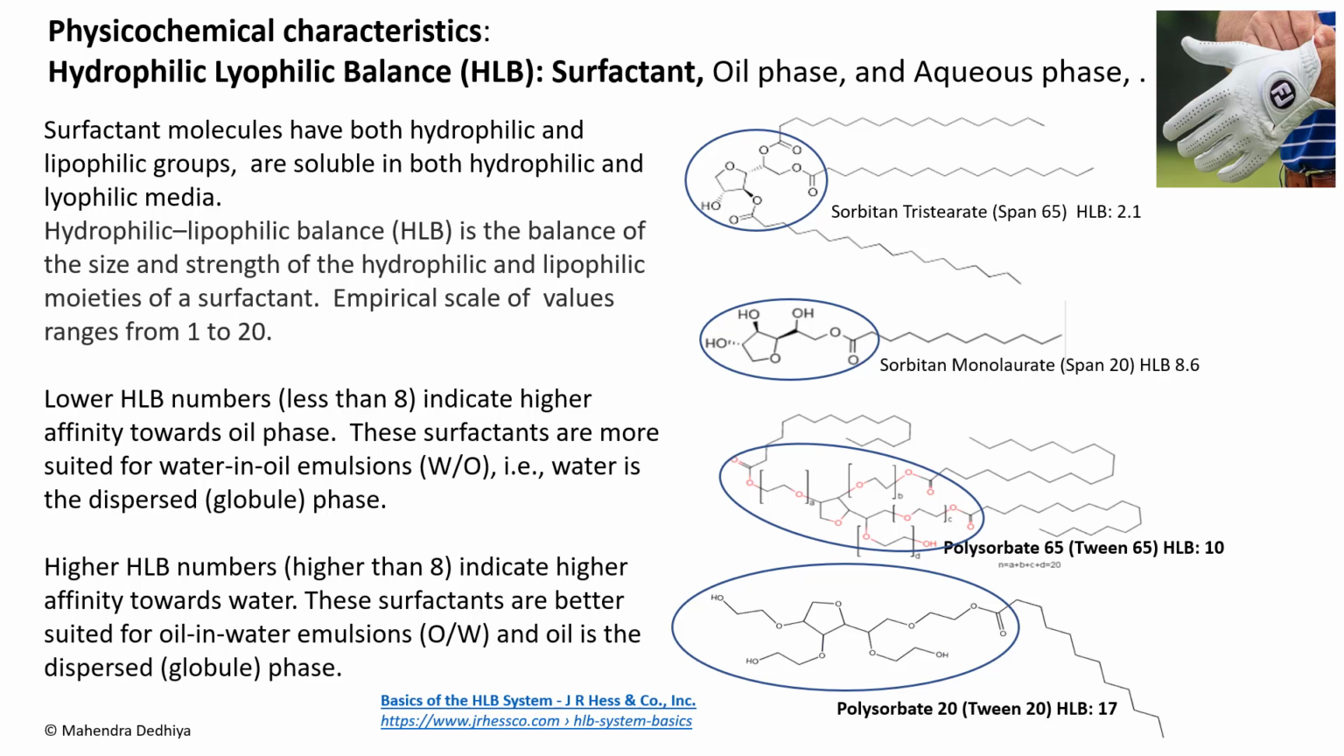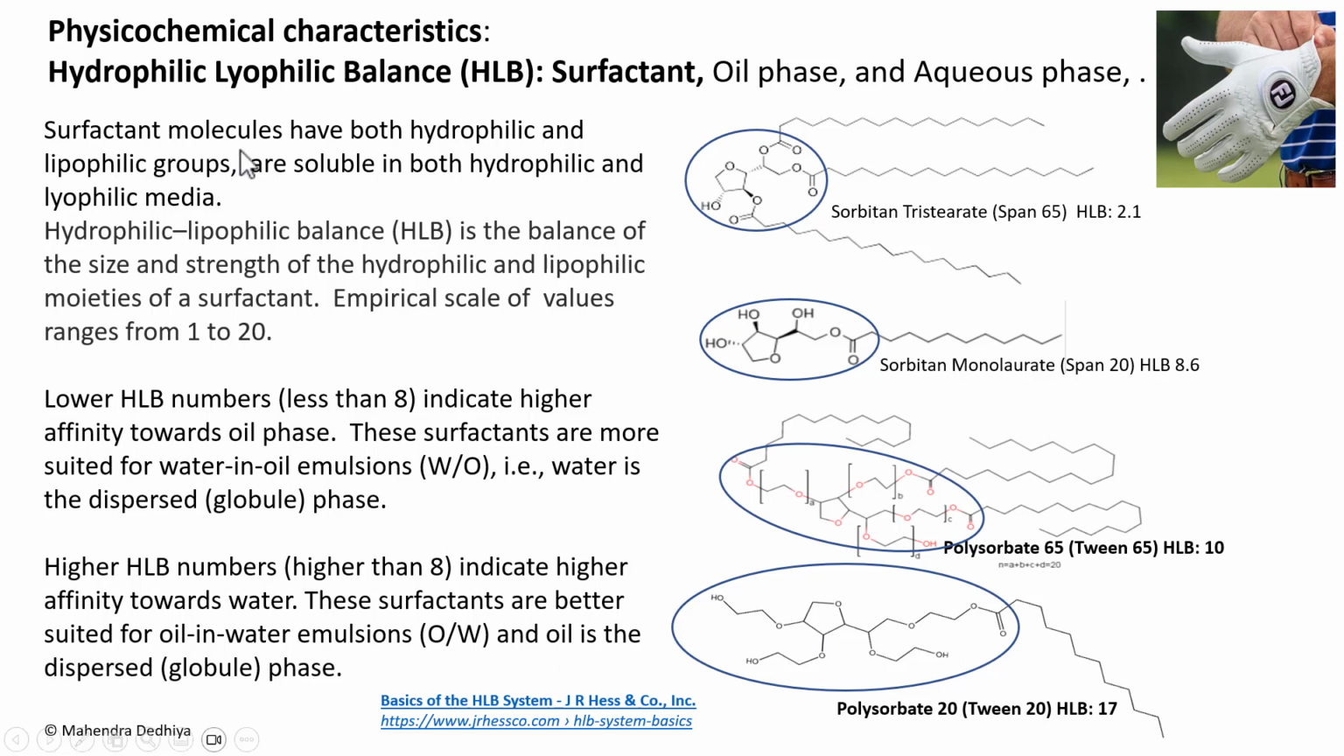HLB has two separate interrelated portions: the emulsifier or surfactant, which has an HLB value assigned, and the oil phase that requires a specific HLB to stabilize the emulsion. The analogy would be similar to hand and glove.